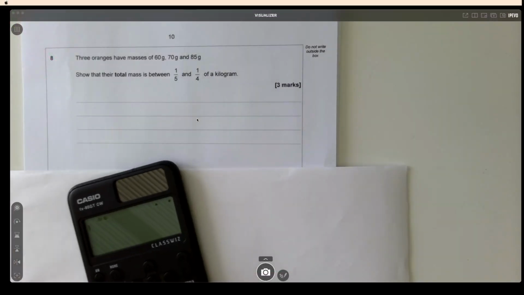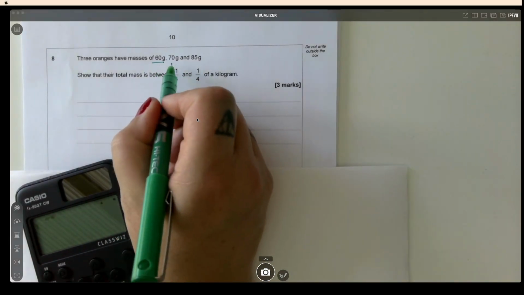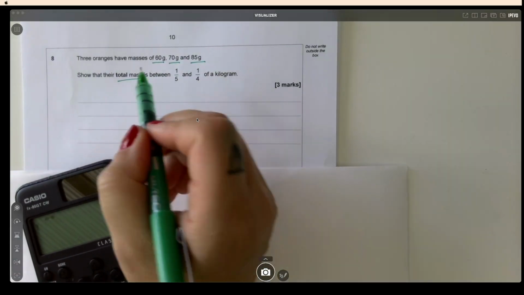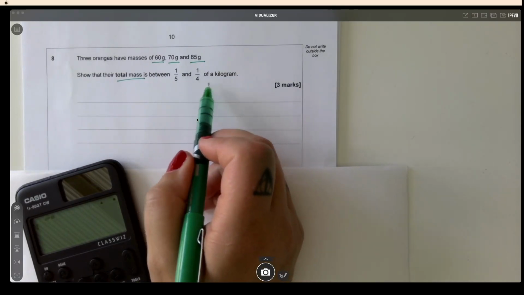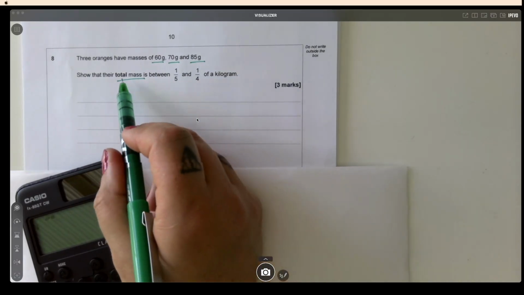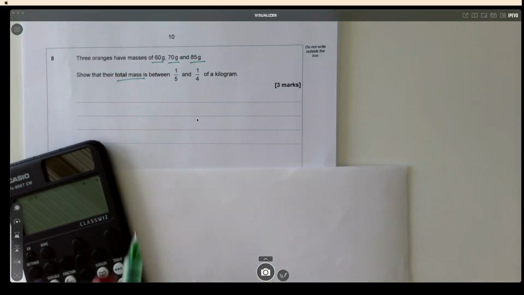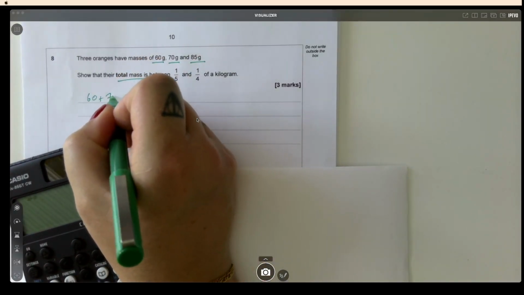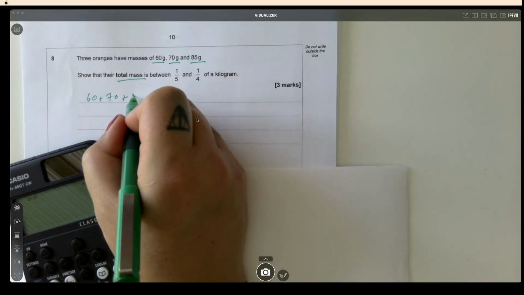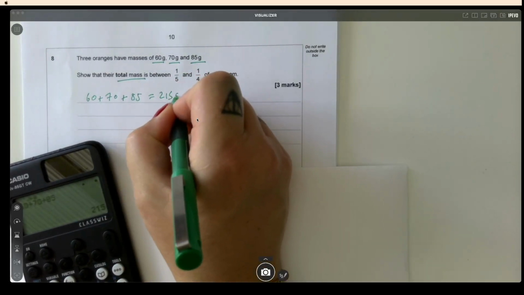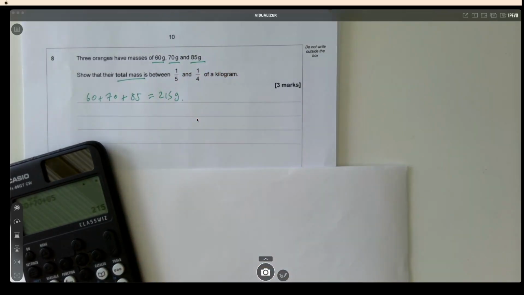Question 8. 3 oranges have masses of 60 grams, 70 grams and 85 grams. Show that their total mass is between 1/5 and 1/4 of a kilogram. Okay, so if we're looking at comparing their total mass, let's find out what their total mass is. So 60 plus 70 plus 85 is a total mass of 215 grams.